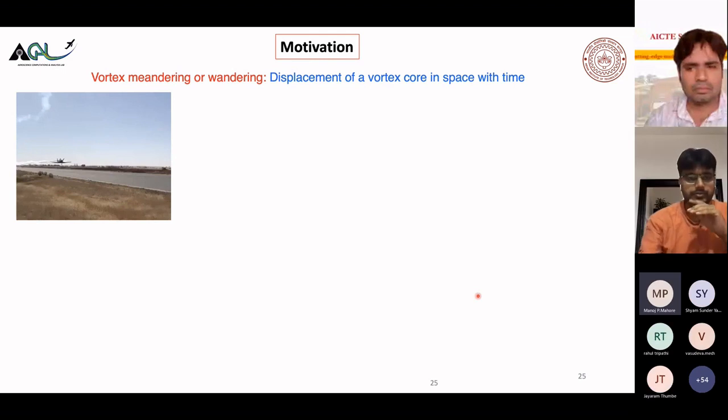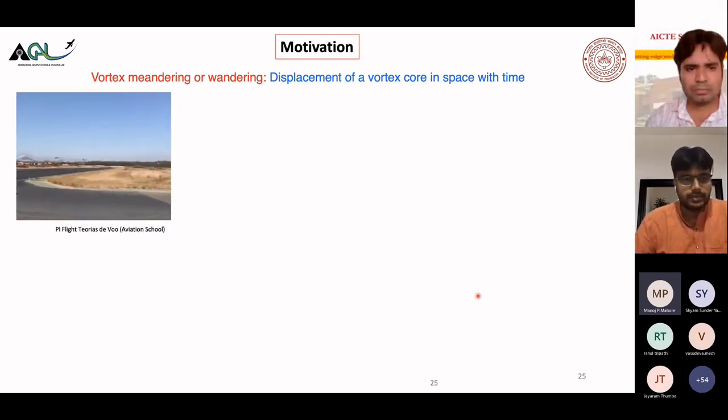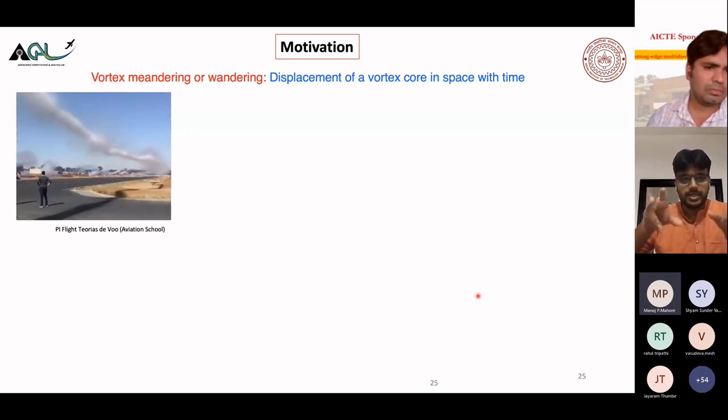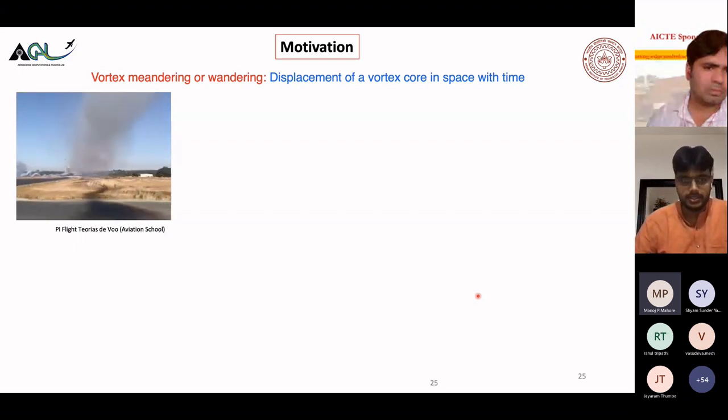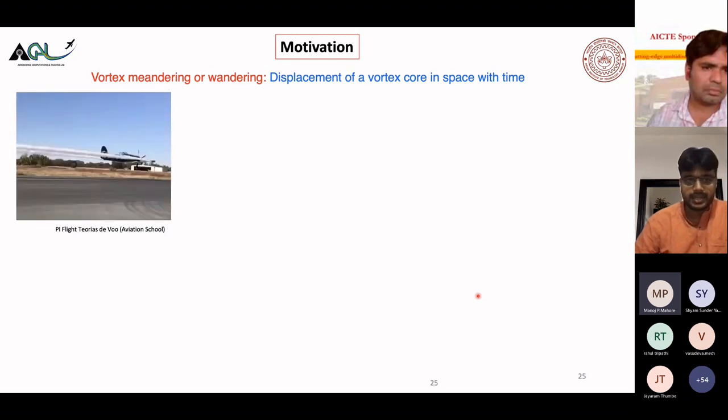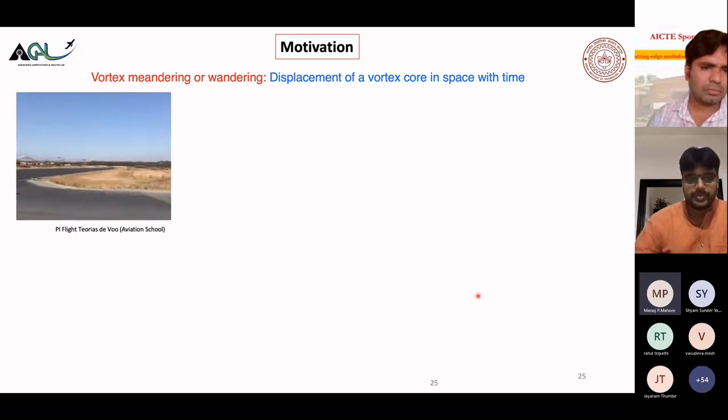I'll just show you one video. This is the kind of structure you see, right? This is called crow instability. Very large instabilities in the vortex that you can see. Although those vortices are developed from the trailing edge of the wings, not from the afterbody.